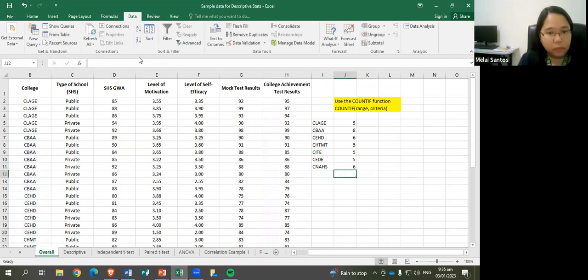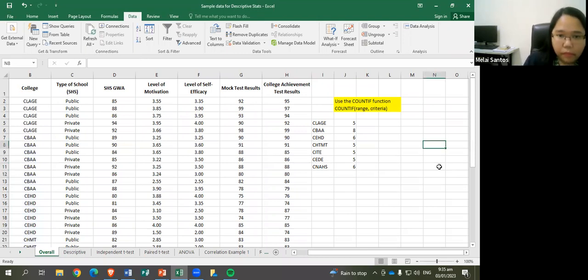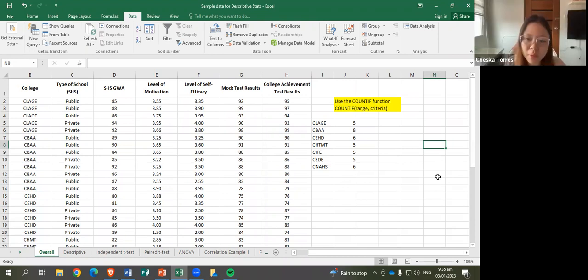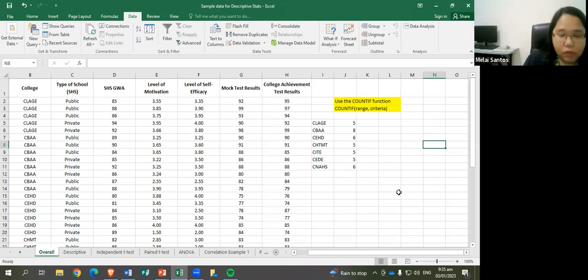Same? Is it the same as the manual? Yes po, ma'am. Good. So that's how you use that. That's the count if function. Now, let's try this time to identify the number of students in public and private schools. Please do it. Count if public, private.